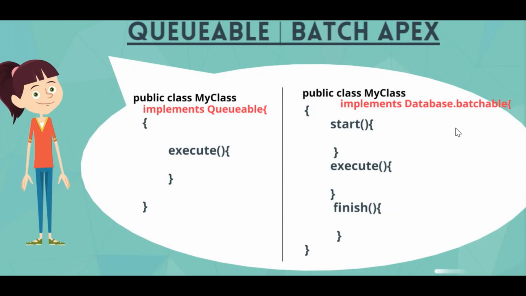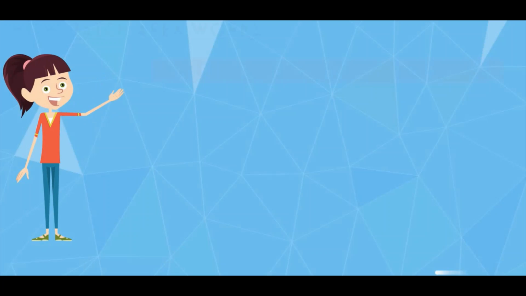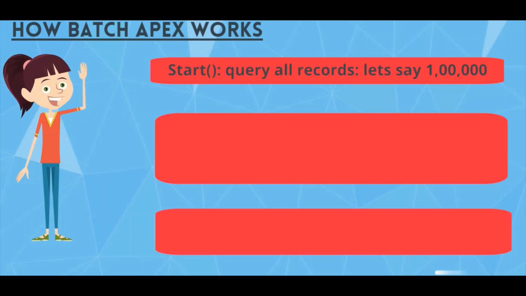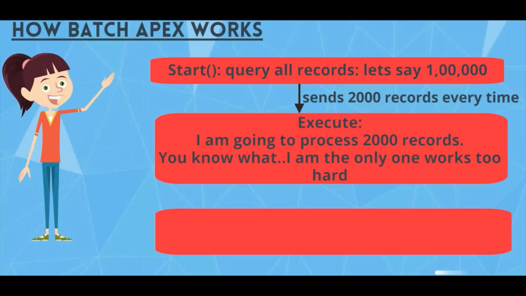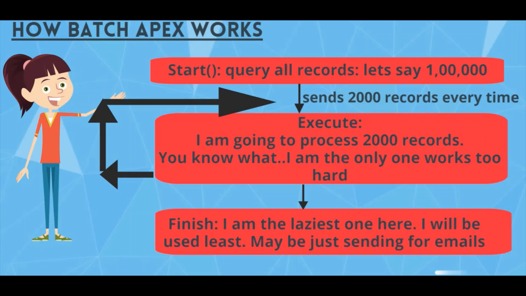Let's see the difference between Queueable and batch Apex. Queueable implements the Queueable interface. Batch Apex implements Database.Batchable. As I said, an interface has a to-do list. Queueable has only one execute method, but Database.Batchable has start, execute, and finish methods. Just as a summary of how batch Apex works, we have three methods: start, execute, and finish. The start method will query all the records. Let's say we have 1 lakh records, it will get all 1 lakh records.